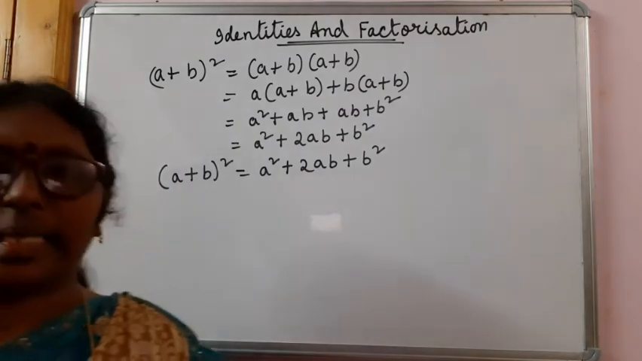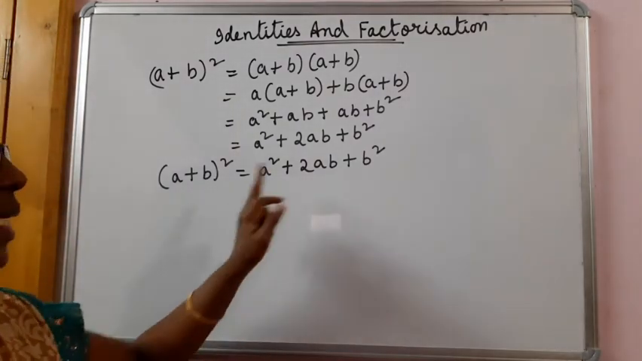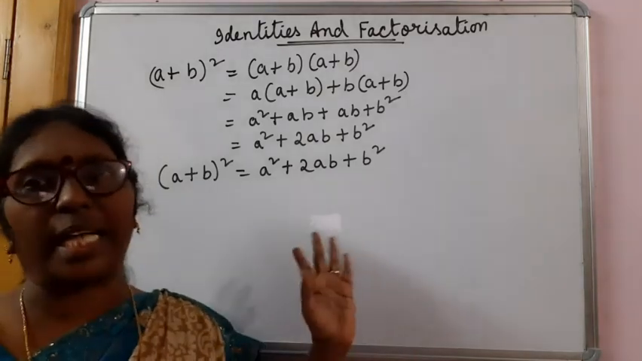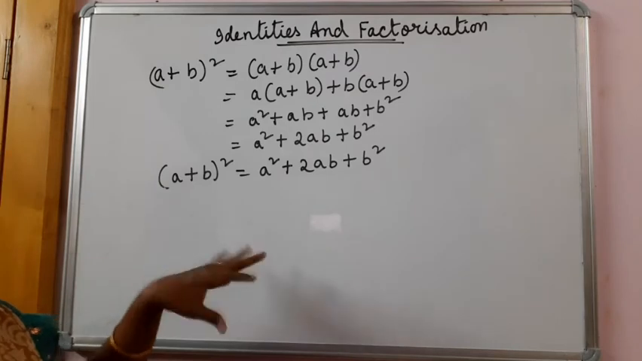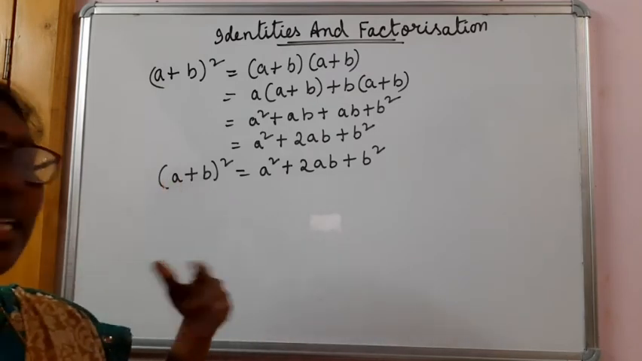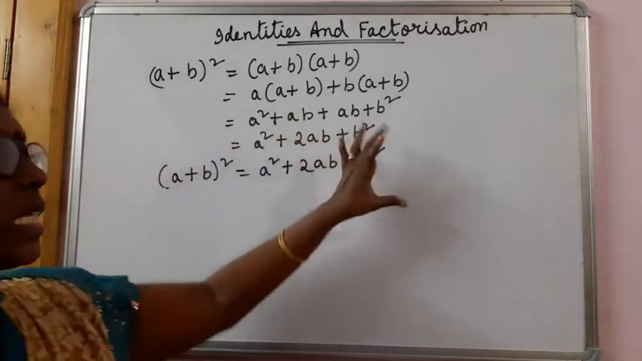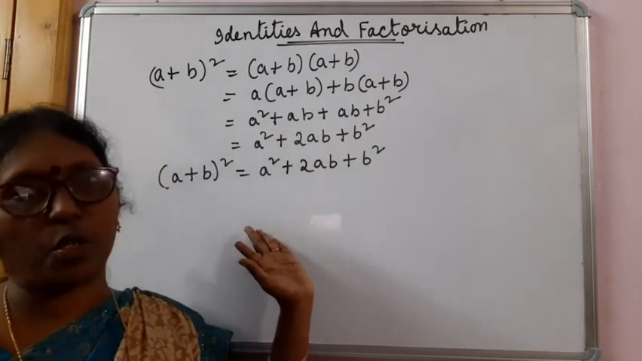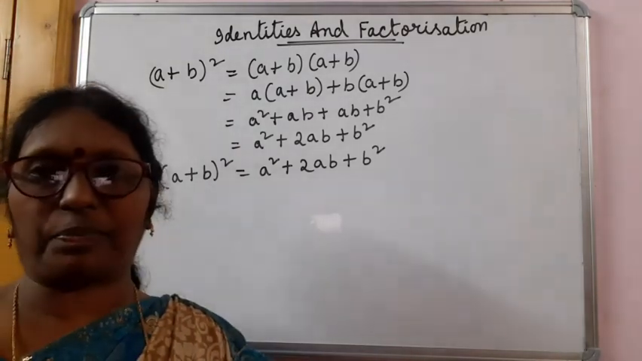This is an identity. What is an identity, I said? It is true for all the values of the variables. That means a may be 2, b may be 5, a may be 10, b may be 9. Whatever may be the values of a and b, this is always true. That's why it is an identity.